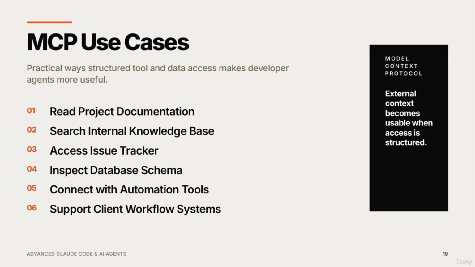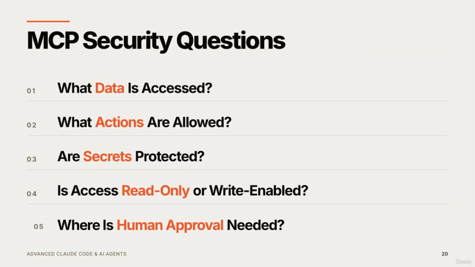Inspecting the database schema is another key function, so agents truly understand the data structure they're working with. Connecting with automation tools means these agents can trigger workflows or scripts, streamlining repetitive tasks. Lastly, supporting client workflow systems lets these agents fit seamlessly into existing business processes. The core idea here is that external context becomes truly usable only when access to it is well structured. By applying advanced Claude code and AI agent frameworks with MCP, we unlock powerful capabilities that dramatically improve efficiency and effectiveness for developers. Let's take a closer look at the key security questions you need to consider with MCP.